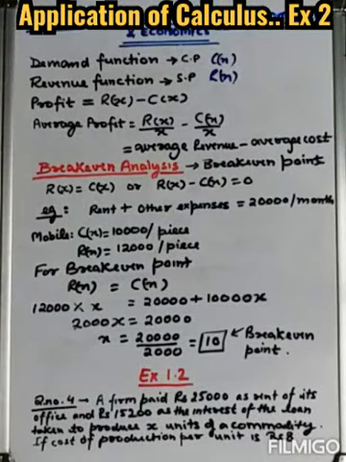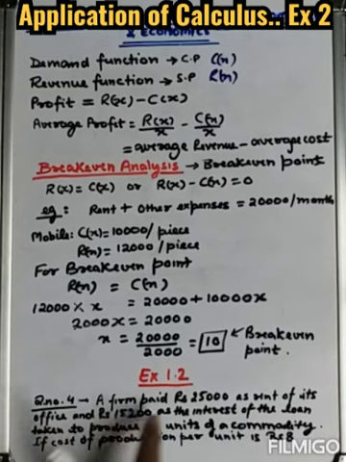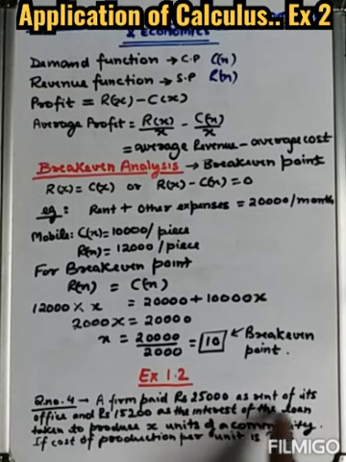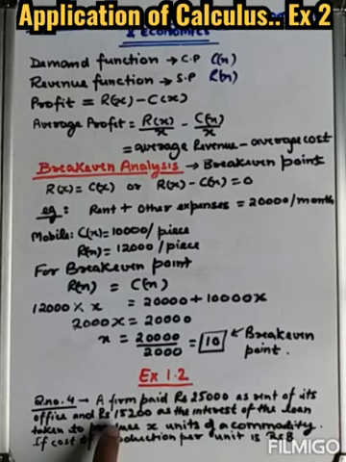Now let us discuss the fourth question of second exercise. A firm paid rupees 25,000 as rent of its office. This is the rent, that is the fixed price, and 15,200 as interest. This is also a fixed price because he has taken a loan. So this is the interest he has to pay every month. Taken to produce X articles, X number of units. If the cost of production per unit is rupees 8, this is CX.